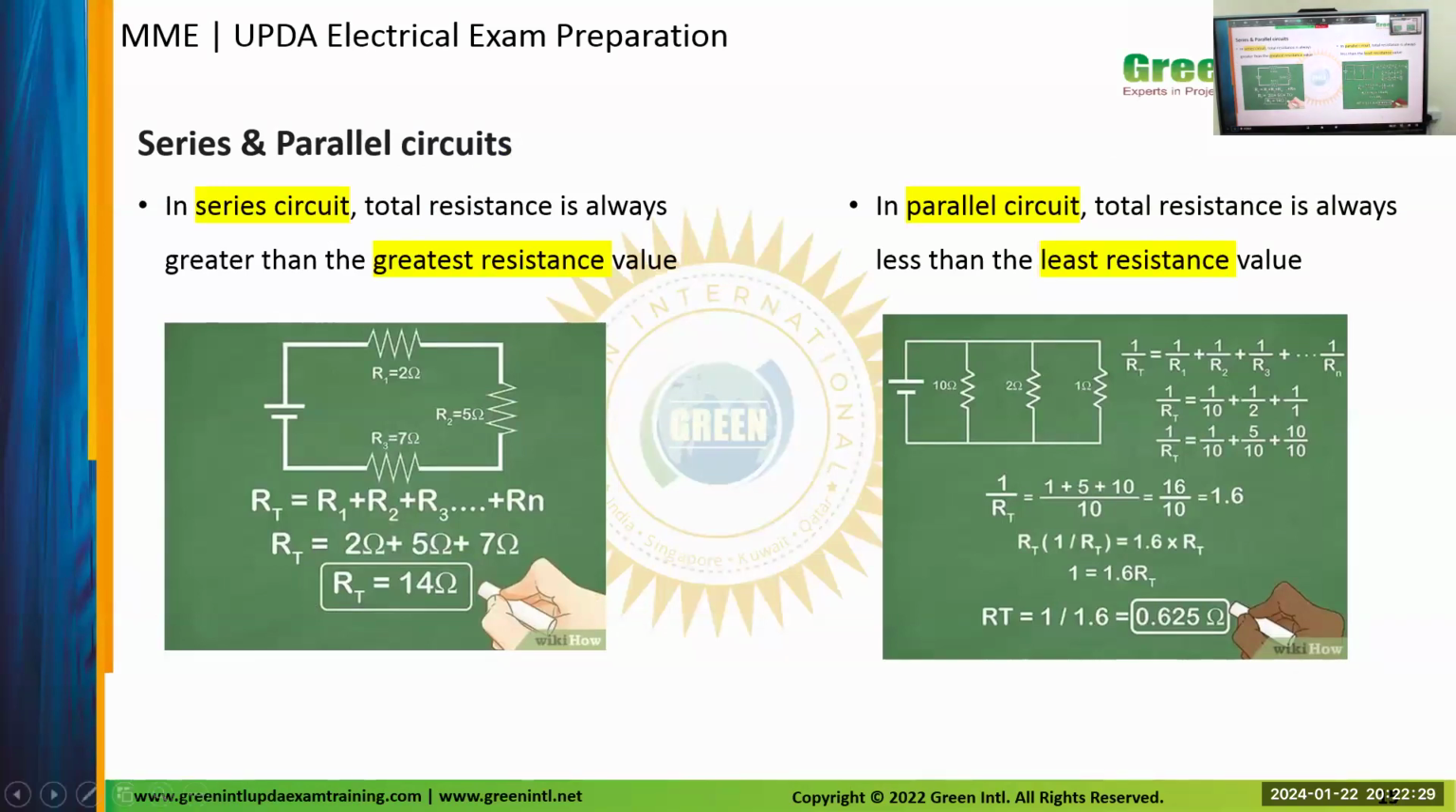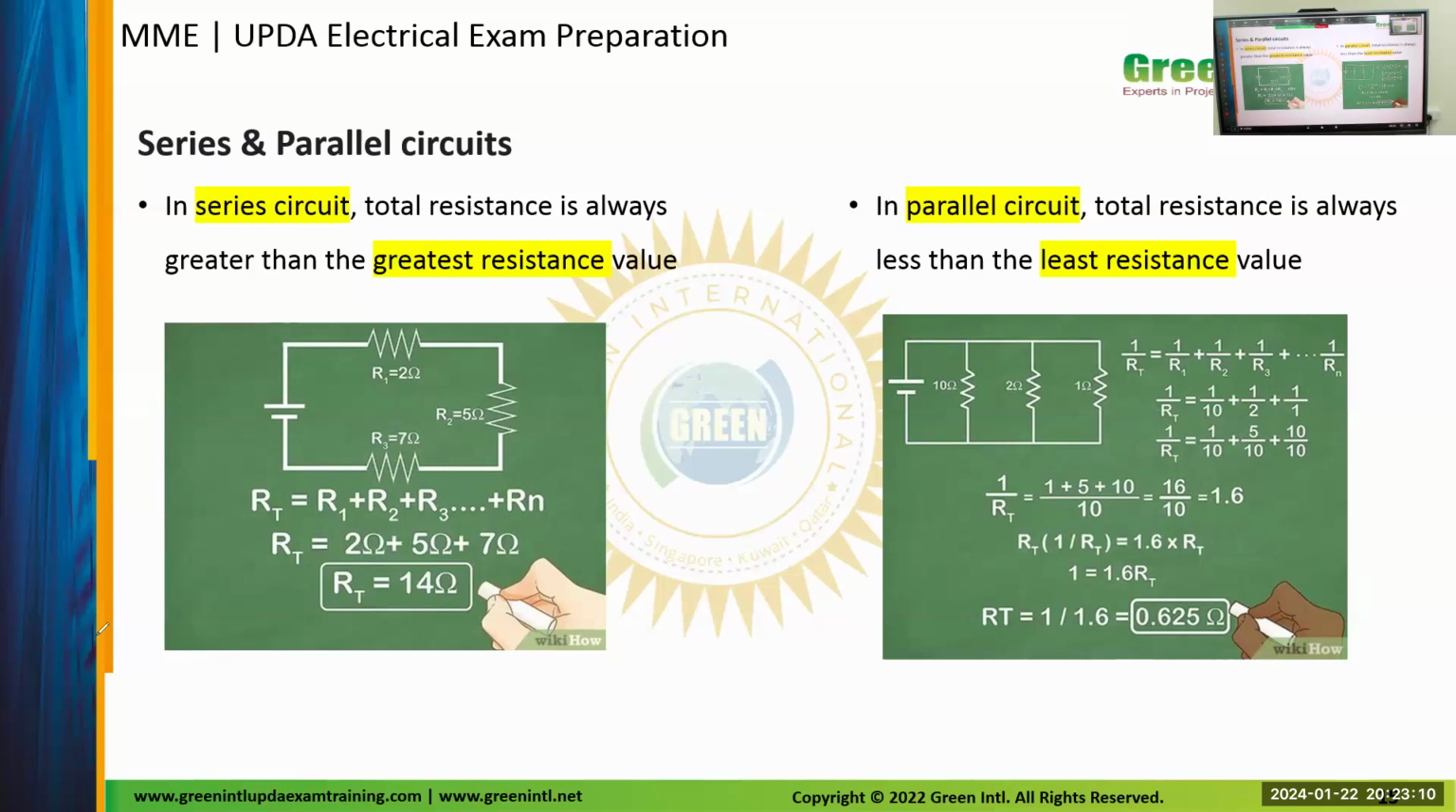And we will remember this point also. Sometimes by using this concept, we may answer immediately and easily. So we have three resistors connected in the circuit: 2, 5, 7. The total value is 14, which is greater than the greatest resistance value. So in a series circuit, the total resistance is always greater than the greatest resistance, and in a parallel circuit, the total resistance is always less than the least resistance.